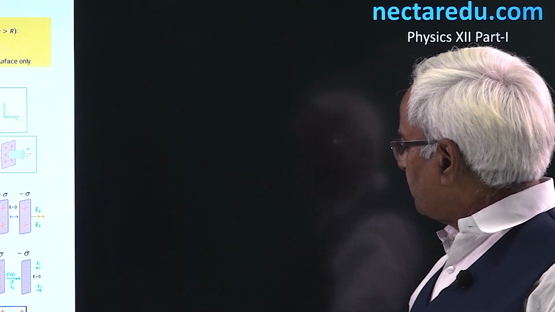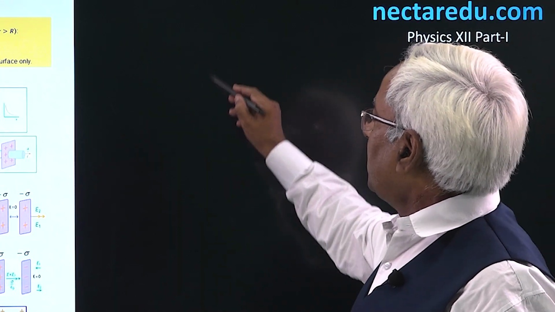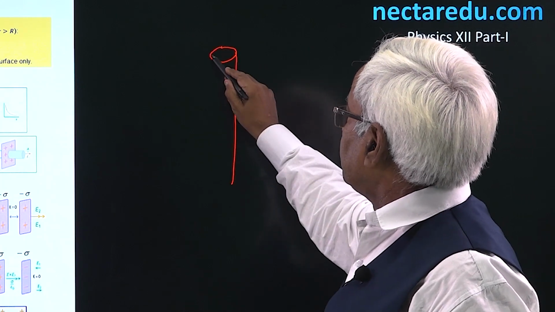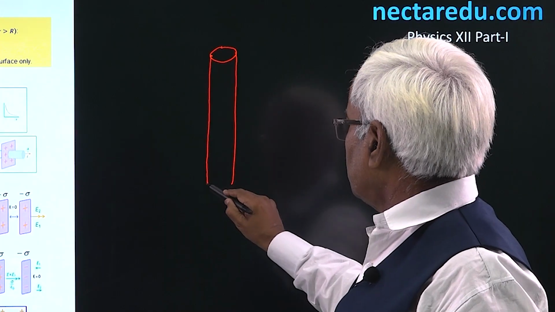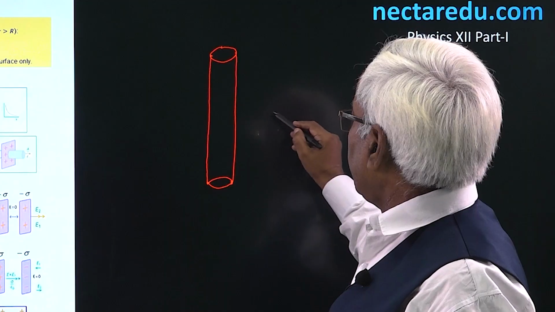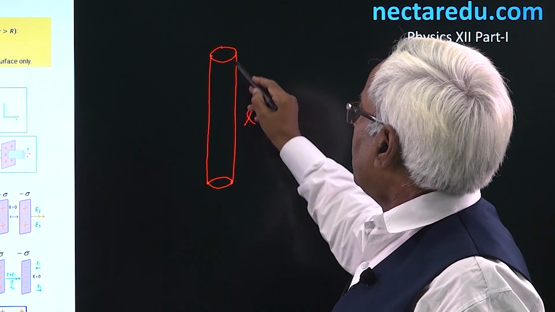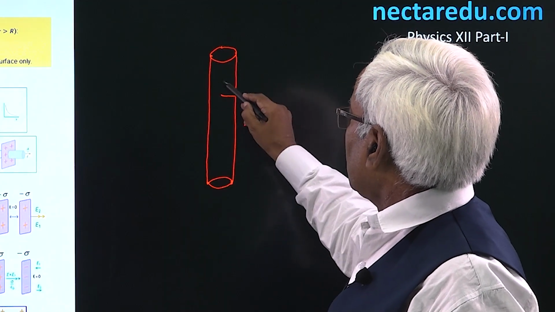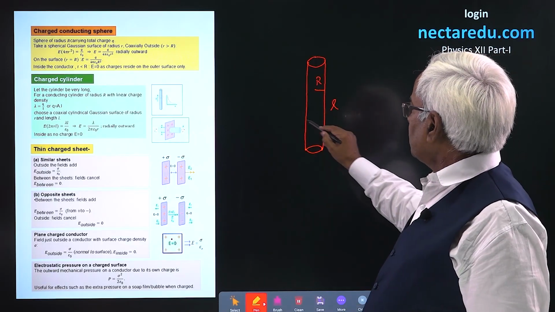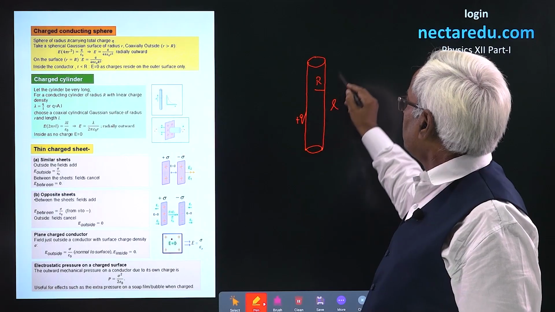Now, let us apply it to a cylindrical shape. You see, it's a charged cylinder. You might consider it to be a line charge also. It's a simple, thin, charged cylinder of length, suppose L, and its radius is, say, capital R. Charge given is plus Q.